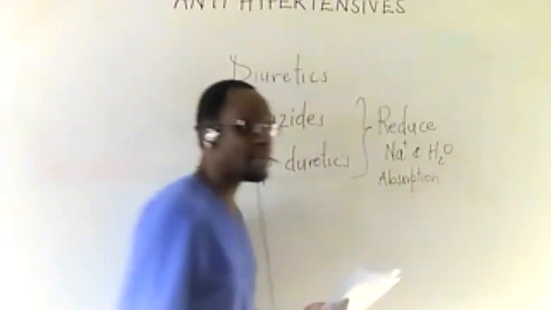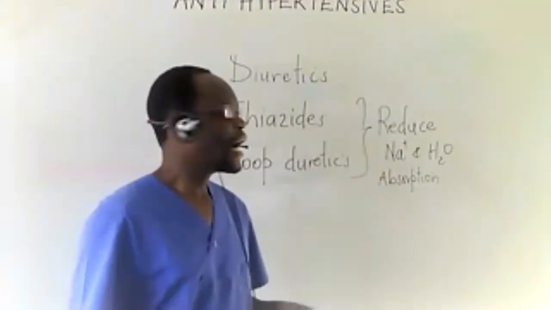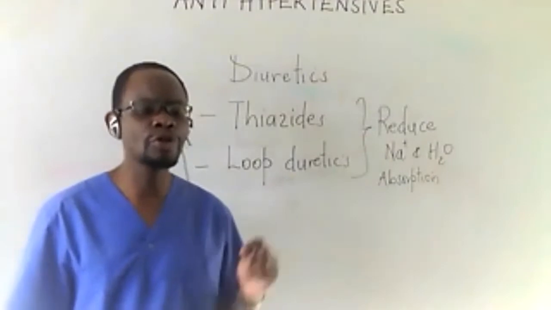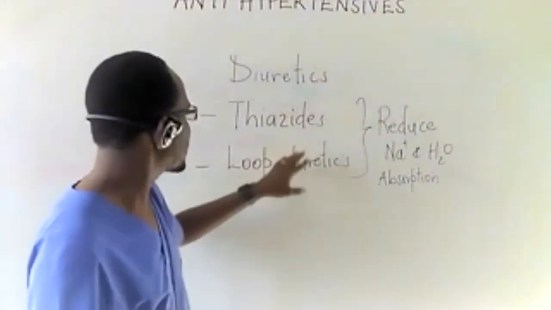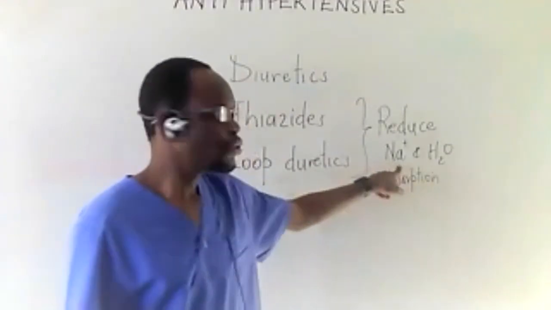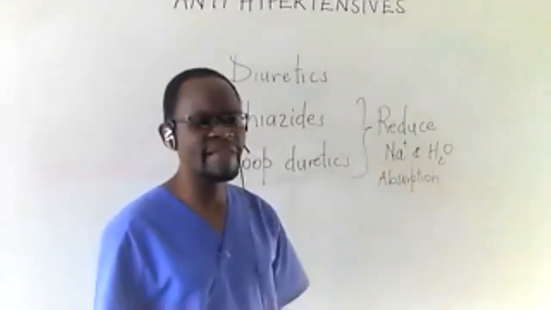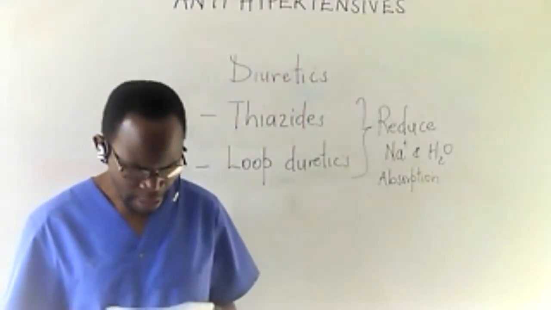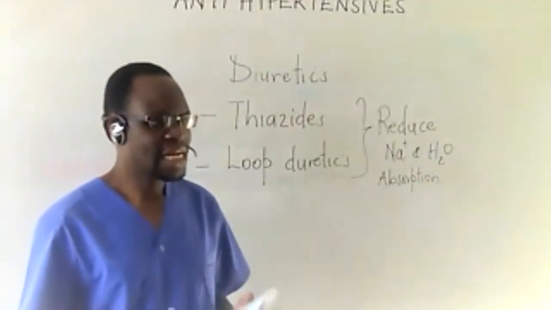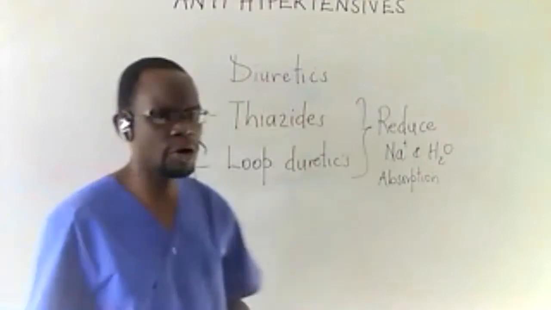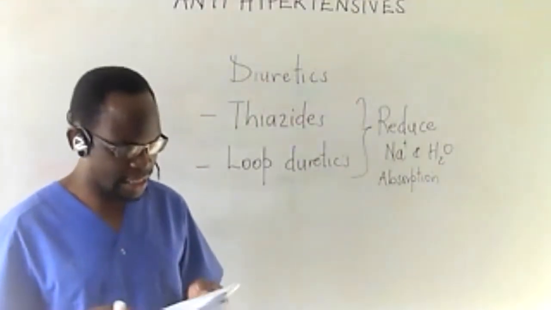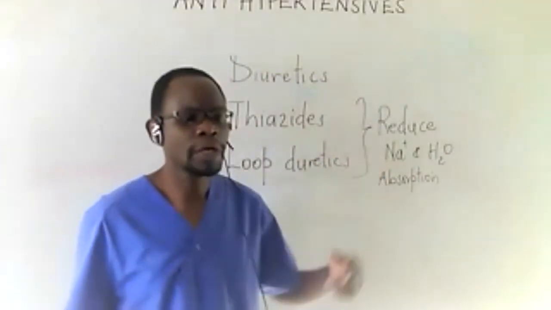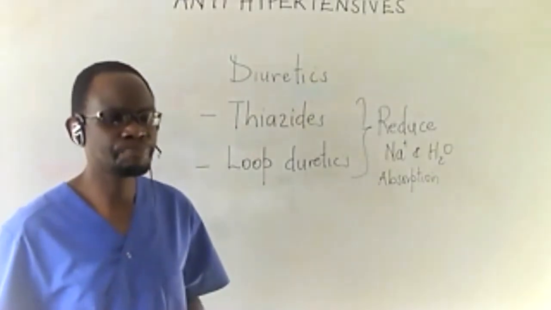And remember what we said about total blood volume having an implication for blood pressure. So if these diuretics reduce the absorption of sodium and water, then the blood volume will decrease, and so you will have a reduction in blood pressure. But as we shall see in renal pharmacology, in the long run they eventually cause vasodilatation.